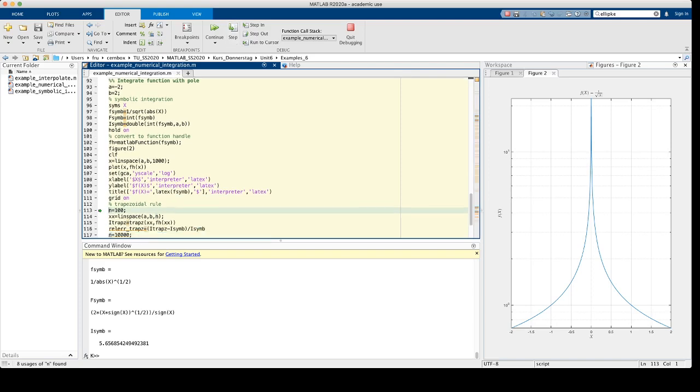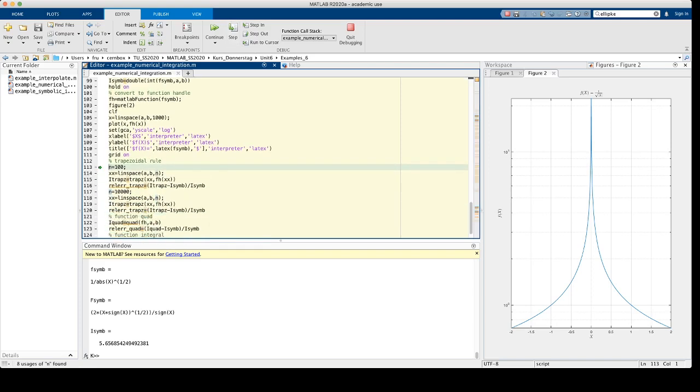Now let's try the trapezoidal rule, first with 100 points. It works, but the relative error is large. It's about 4.3%. Let's try 10,000 points with the trapezoidal rule. The error does not change that much. Obviously, the trapezoidal rule is not a good choice for this type of function.